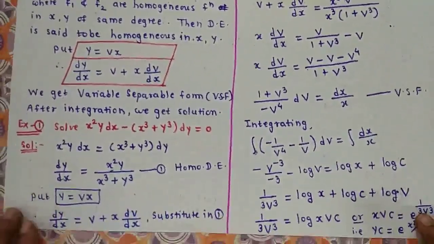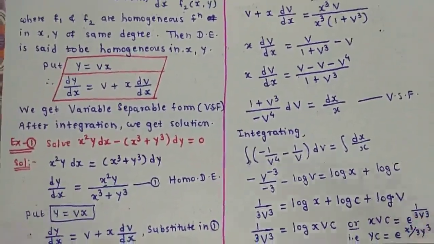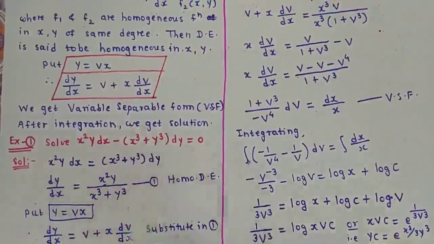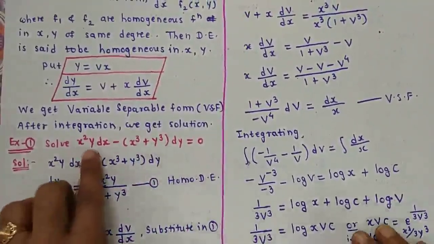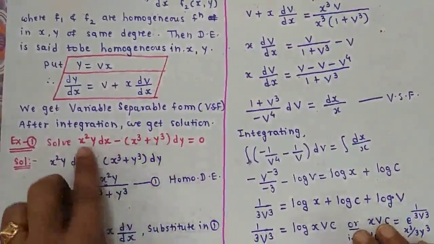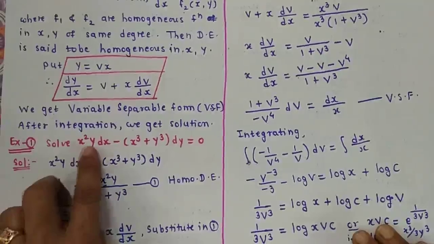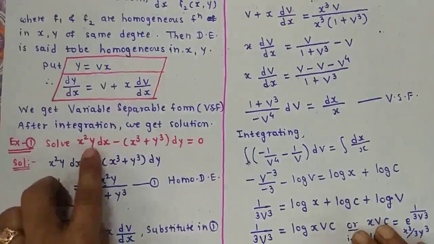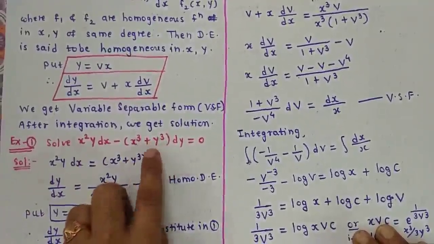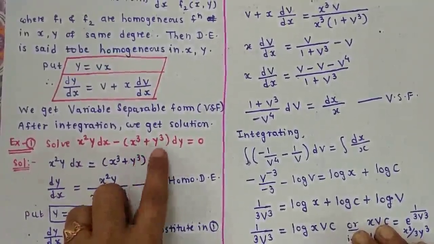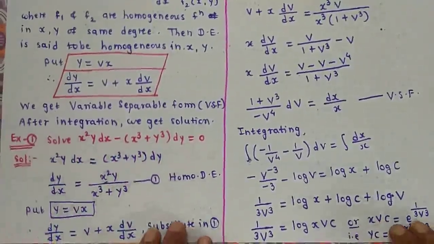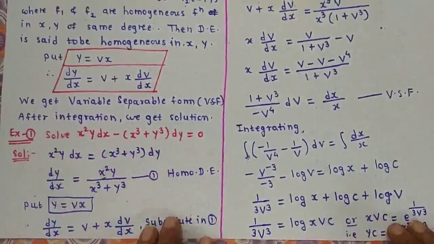So the first example is: solve x square y dx minus (x cube plus y cube) dy equals 0. If you observe, the term x square into y is of degree 3. Similarly, the two terms x cube and y cube are also of the same degree. So here all terms are of the same degree. So here is the possibility of a homogeneous differential equation.